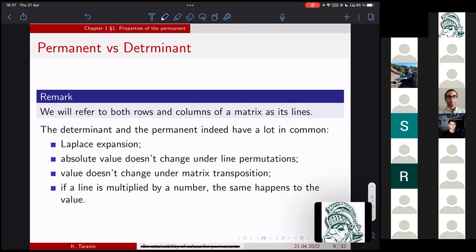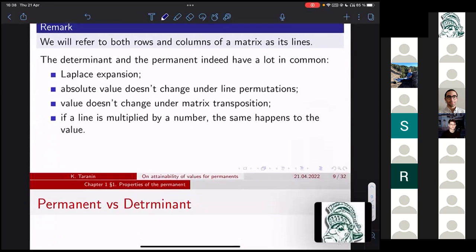And indeed, the determinant and the permanent have a lot in common. The Laplace expansion is true for both. The value of the permanent doesn't change under line permutations. The value of the permanent doesn't change under transposition. And if some line is multiplied by a number, the same happens to the value of the permanent.